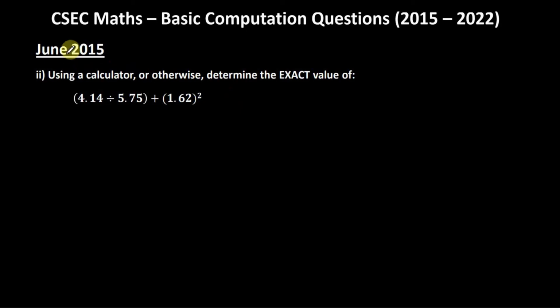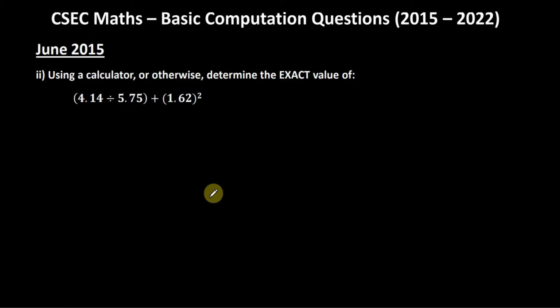Now we're looking at the question that was given on the June 2015 paper, and again it reads, using a calculator otherwise, determine the exact value of, in bracket here we have 4.14 divided by 5.75, all in bracket, plus in bracket here we have 1.62 squared. So again, they did say using a calculator. As I mentioned in the previous question, these questions usually don't have a whole lot of marks, so you want to get through them as quickly as possible.